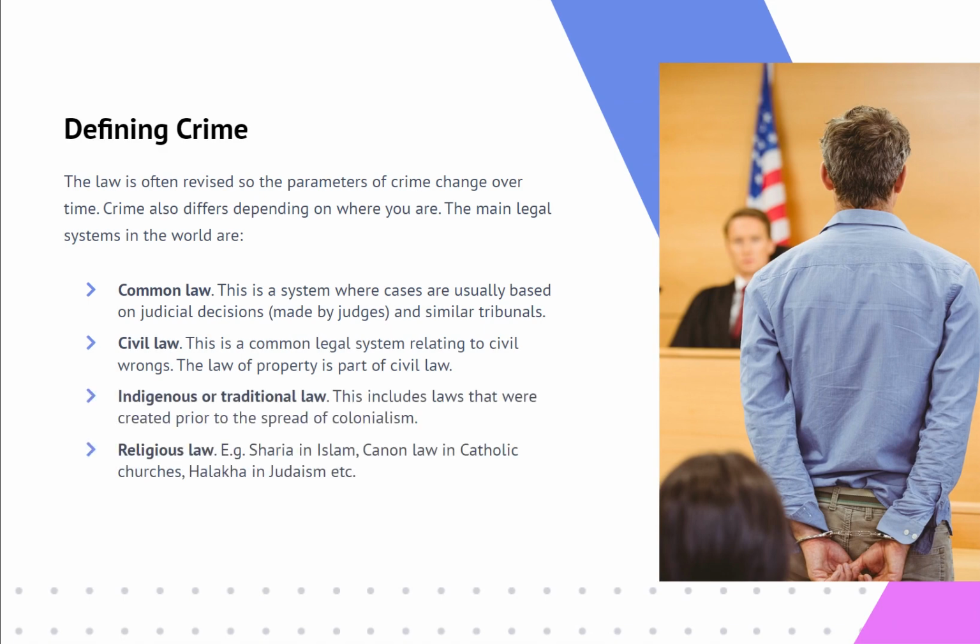The main legal systems in the world are common law. This is a system where cases are usually based on judicial decisions made by judges and similar tribunals. Civil law. This is a common legal system relating to civil wrongs. The law of property is part of civil law. Indigenous or traditional law. This includes laws that were created prior to the spread of colonialism. Religious law. For example, Sharia in Islam, canon law in Catholic churches, halakha in Judaism, etc.